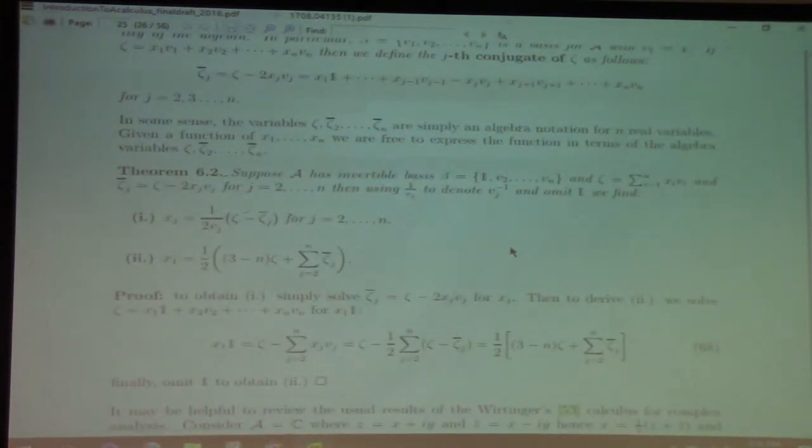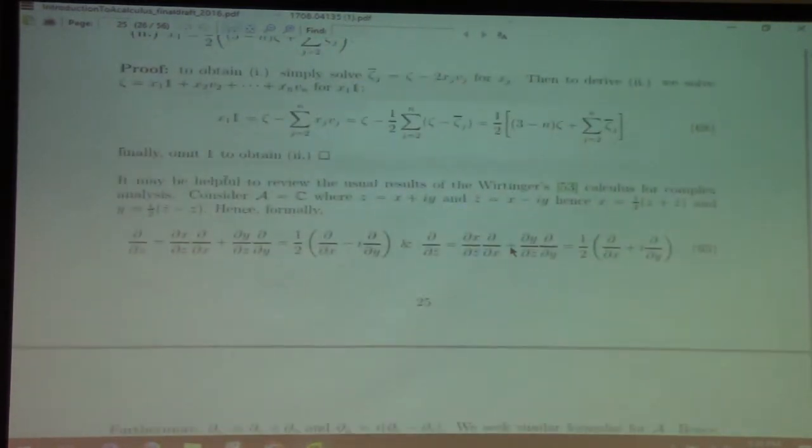So first of all, we can calculate formulas for x1 and xj in terms of the algebra variable and its conjugates. And that's just algebra. This is all in their paper too. But the one thing I did differently than them was I defined the partial derivatives with respect to conjugate variables a little bit differently.